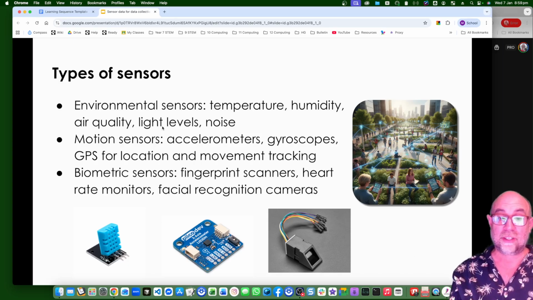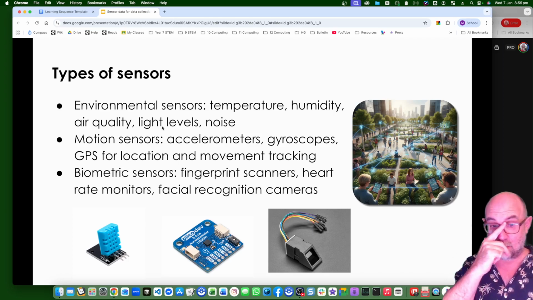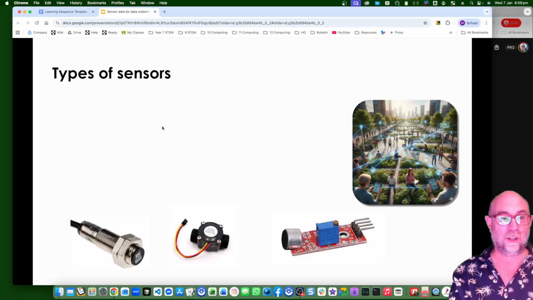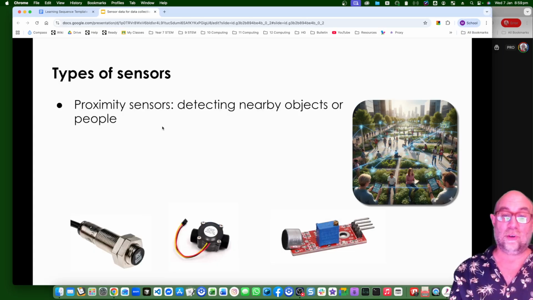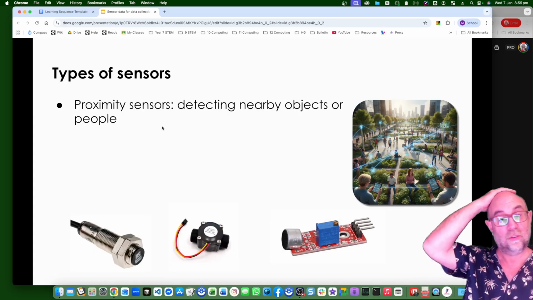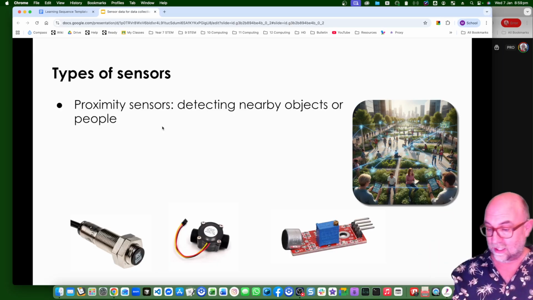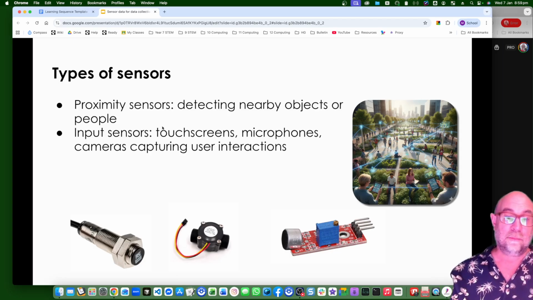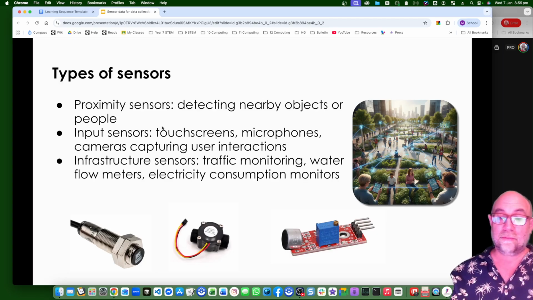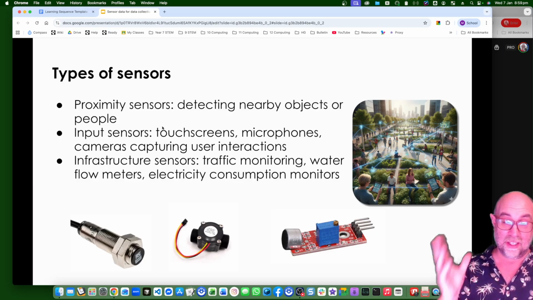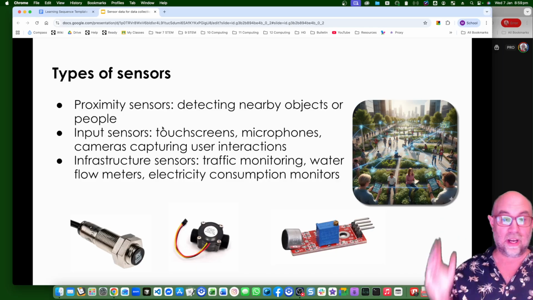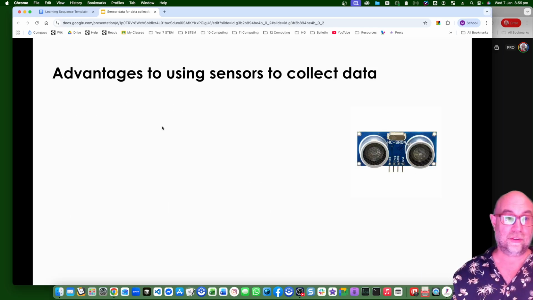And we have biometric sensors: fingerprint scanners, heart rate monitors, facial recognition, iris sensors, much loved in Hollywood movies. We have proximity sensors. There's one called a passive infrared sensor that you can see in lots of classrooms. It's like a little white dome. Input sensors: touchscreens, microphones, cameras. Infrastructure: traffic, water flow, electricity consumption. I can see my electricity consumption anywhere I am on the app because of this sort of thing.